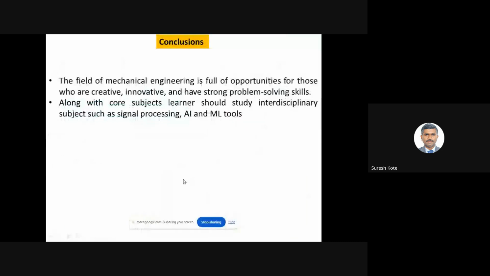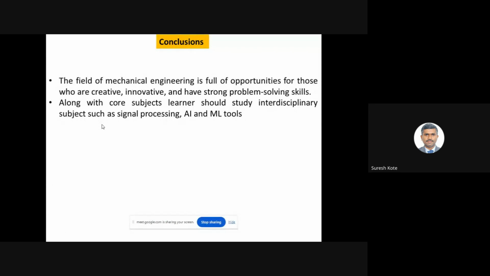So yeah, these are the things that I have prepared. The field of mechanical engineering. I come to the conclusion. The field of mechanical engineering is full of opportunities for those who are creative, innovative, and have strong problem-solving skills. Along with the core subjects, learners should study interdisciplinary subjects such as signal processing, artificial intelligence, and machine learning tools.